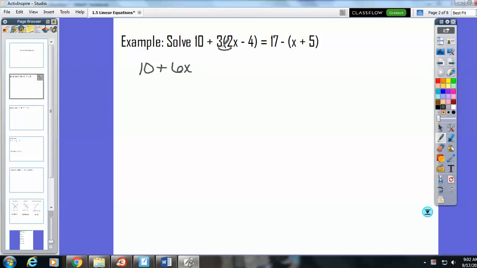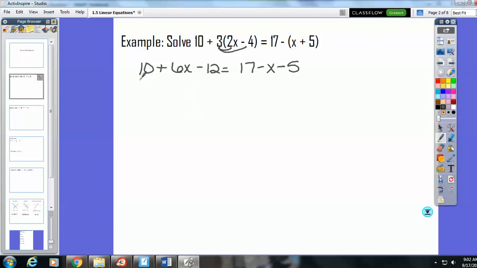6x minus 12. And over here it would be what? 17. Why don't we clean it up just a bit and combine like terms on each side?